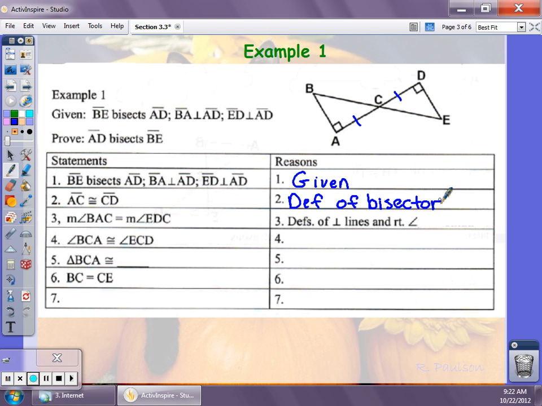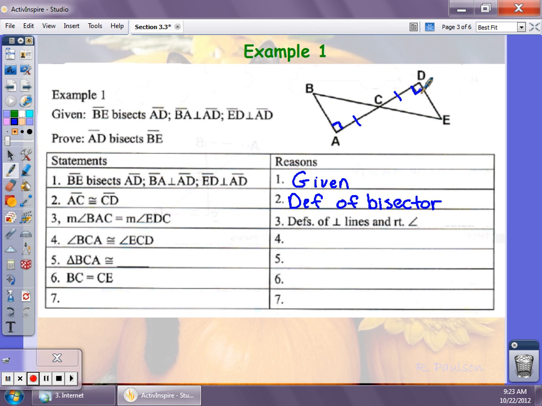For step 3, I'm also going to go back to my given statement. So I know that segment BA is perpendicular to segment AD, and that segment ED is perpendicular to segment AD. Based on that, I can say that the measure of angle BAC is equal to the measure of angle EDC based on the definition of perpendicular lines and the definition of right triangles. So I'm going to go ahead and mark this in my diagram.